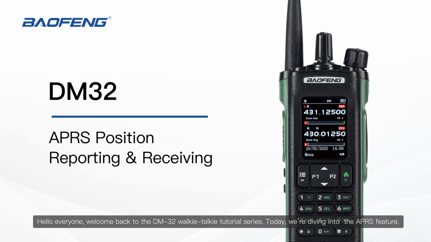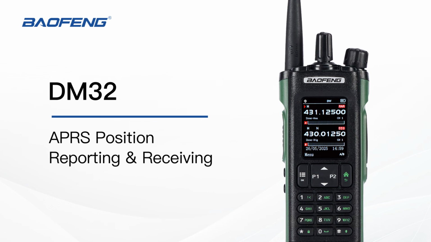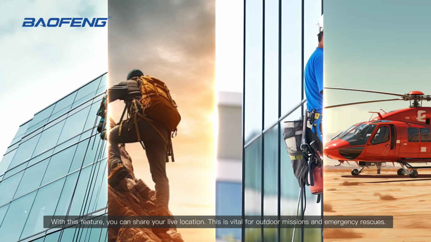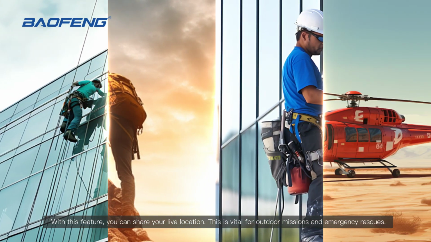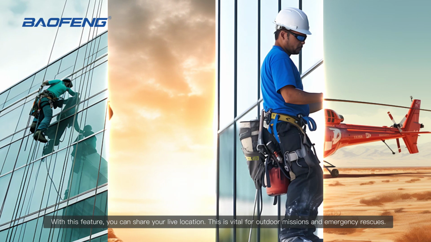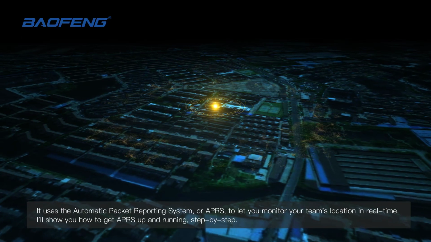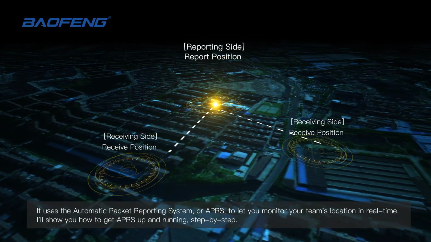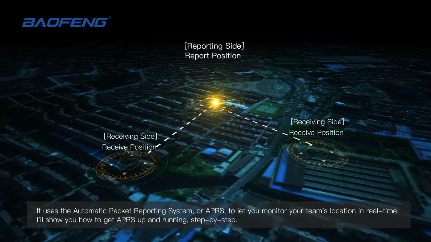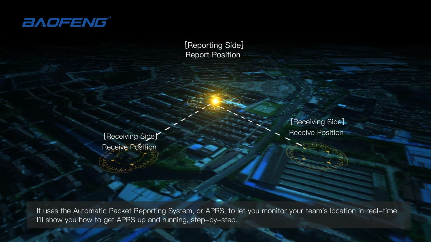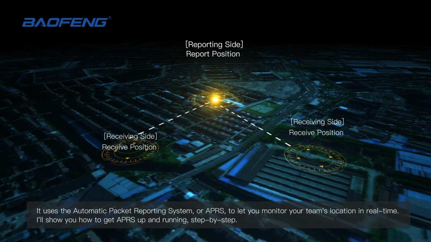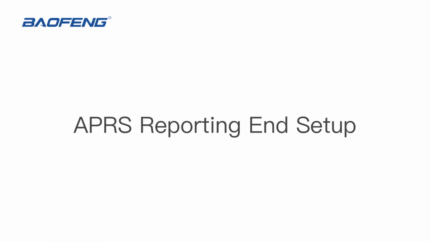Today, we're diving into the APRS feature. With this feature, you can share your live location. This is vital for outdoor missions and emergency rescues. It uses the Automatic Packet Reporting System, or APRS, to let you monitor your team's location in real time. I'll show you how to get APRS up and running step by step.